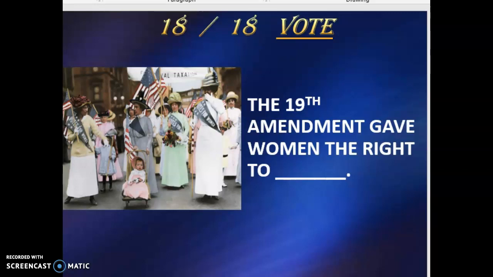Okay, so there's your vocabulary terms. Have those written down. You'll see this on a test, so be familiar with this.